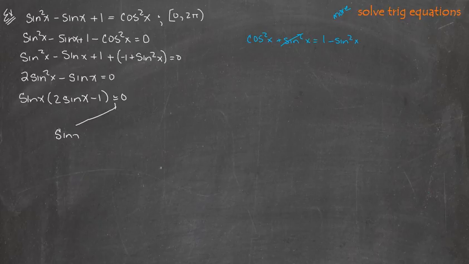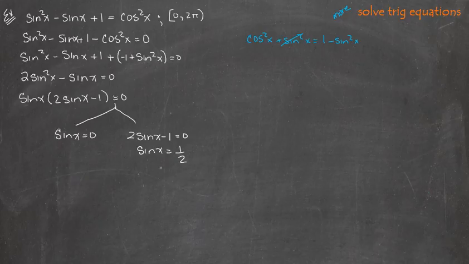We're looking for angles of x where sine x equals 0. That's easy enough. And we're looking for angles x where 2 sine x minus 1 equals 0. So this one I just need to solve a little bit. Add 1, divide by 2.